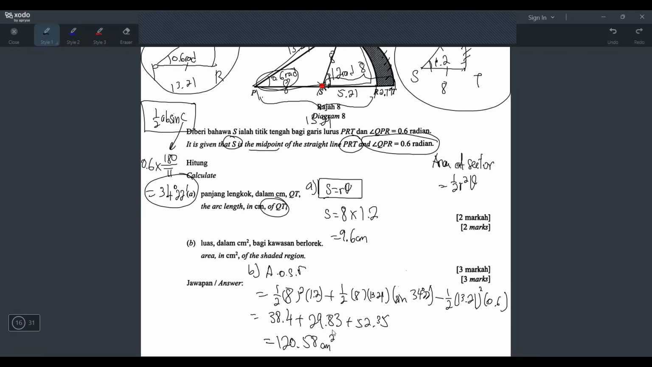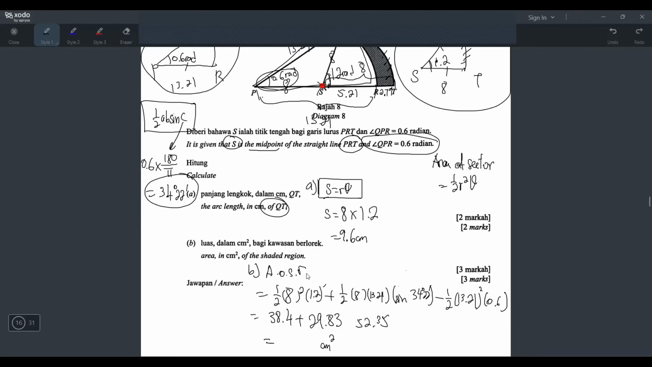8 square divide 1.2 divide 8 square divide 2 times... 38.4, correct? 8 divide 2 times 13.21 times sine... 29.83, correct also. Oh, I think I know why already. This one has to be plus and then minus. Sorry, I made a careless mistake. This one has to be plus and then minus, right?